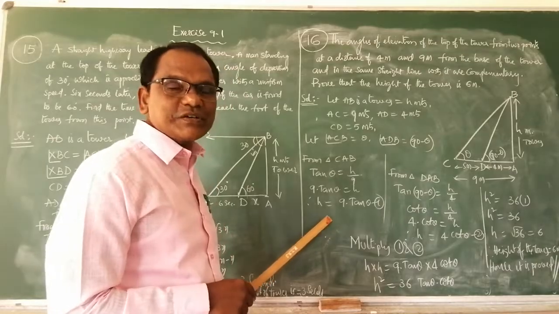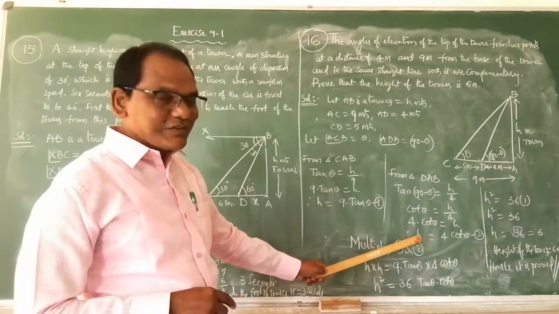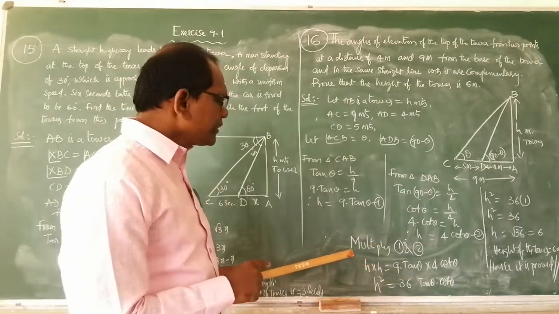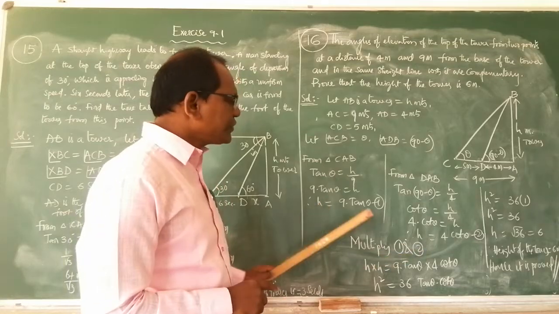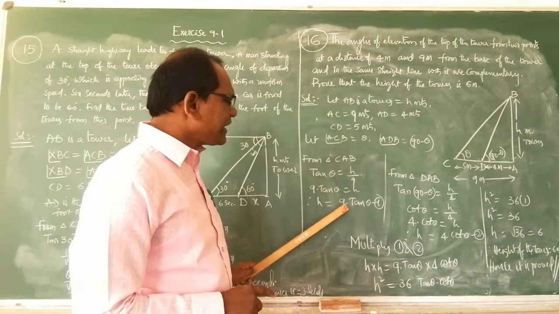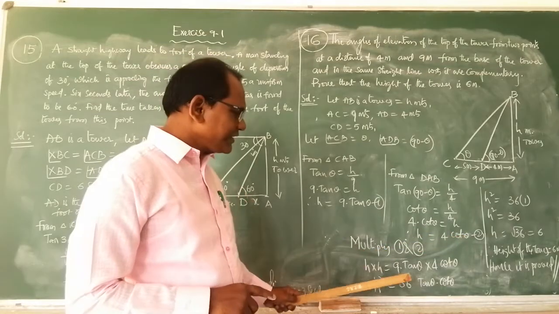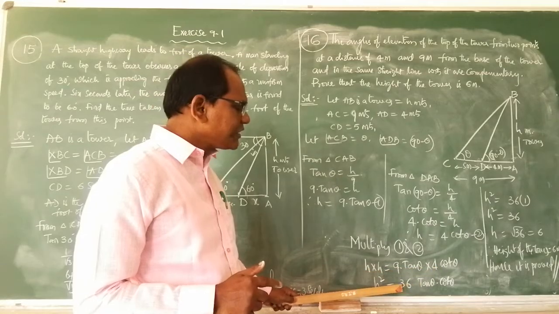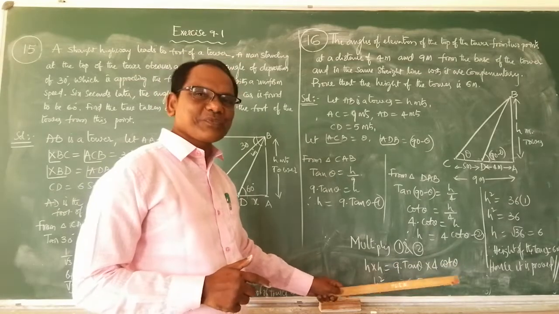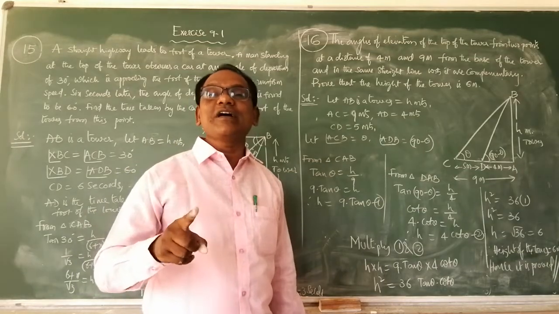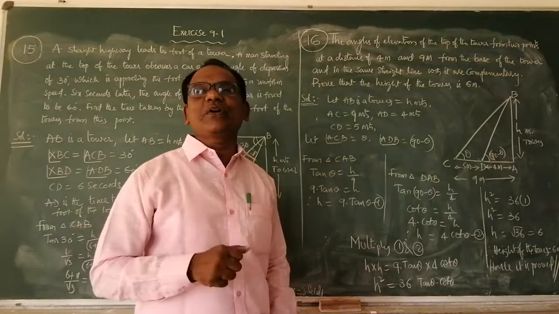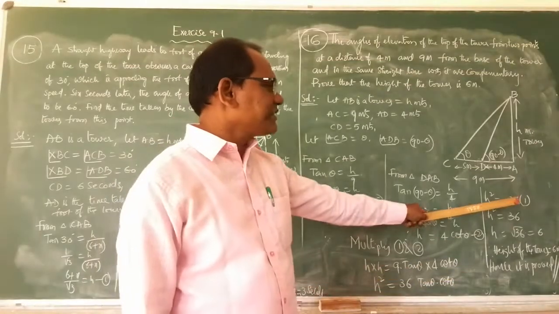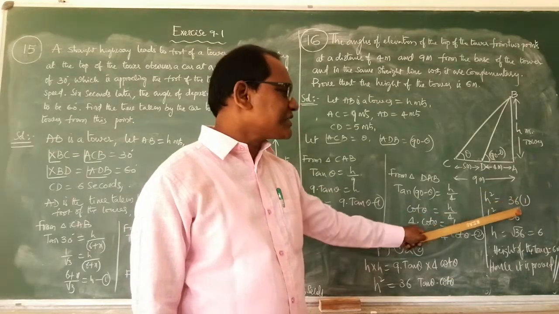The first equation, h equals 9 into tan theta. Second equation, h equals 4 into cot theta. These two we have to multiply. Multiply 1 and 2: h into h, h square, equals 9 tan theta into 4 cot theta. The numerical values 9 into 4 are 36. Cot theta is the reciprocal of tan theta. Therefore, tan theta into cot theta equals 1. Here h square equals 36.